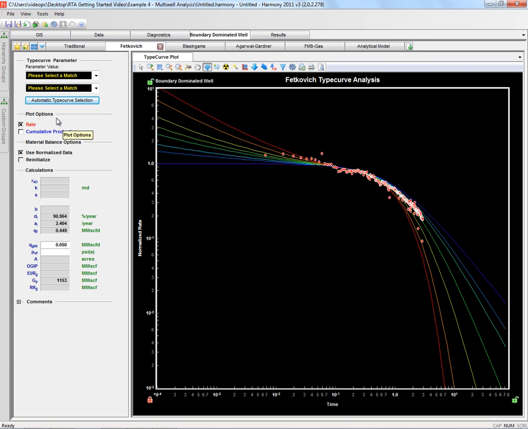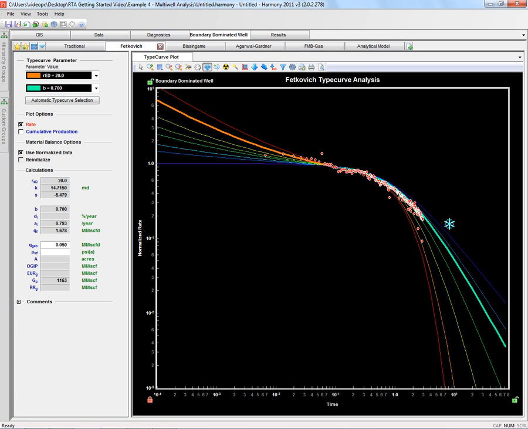Once we have a good match, we can click on the automatic type curve selection button and extract some numbers. But again, the important thing here is not so much getting the numerical values, but understanding the qualitative diagnostics, or learning something about the flow regimes of this well. So we've learned that because the data has rounded the corner, so to speak, it's well into boundary-dominated flow.